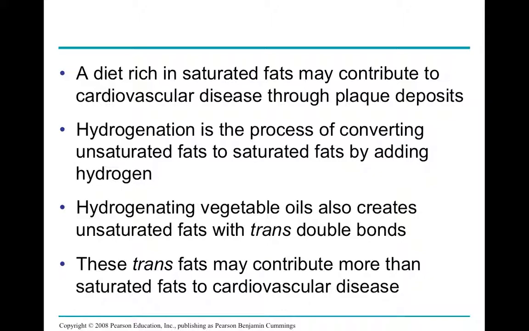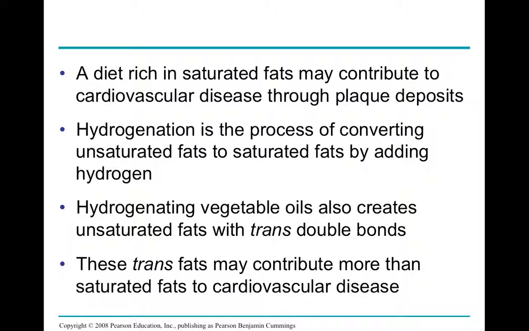And so this is one reason, because, well, I'll explain in a second. So hydrogenation is the process of converting unsaturated fats, or the kinked ones, to saturated fats, which are straight, by adding hydrogen. And hydrogenating vegetable oils also creates unsaturated fats with trans double bonds.